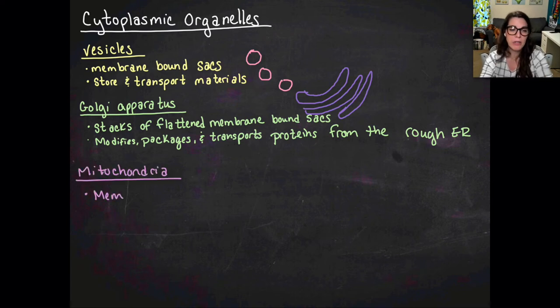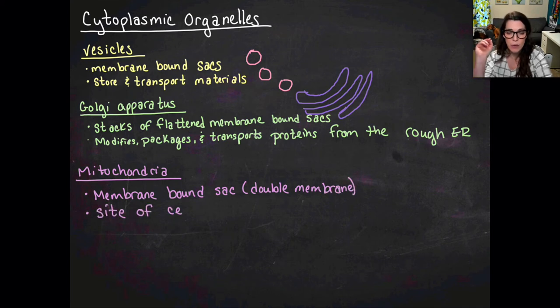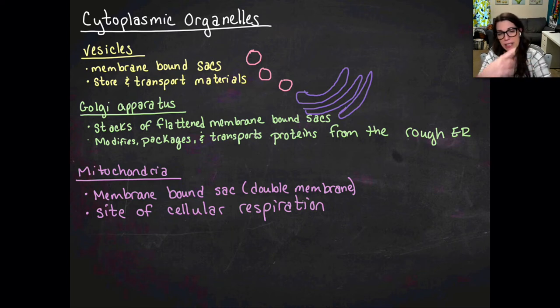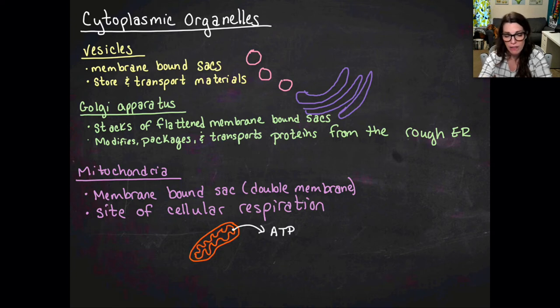And then we're going to stick with the mitochondria. Now I know you all know mitochondria, but they are also membrane bound stacks. What's interesting about the mitochondria is that they have a double membrane. And that double membrane is important when you talk about the production of ATP from glucose, but we're not going to get really deep into that right now. But you do need to know that the mitochondria are the site of cellular respiration, so they are responsible for the production of ATP. And that's my little mitochondria drawing, and I put the ATP coming out because that's important.